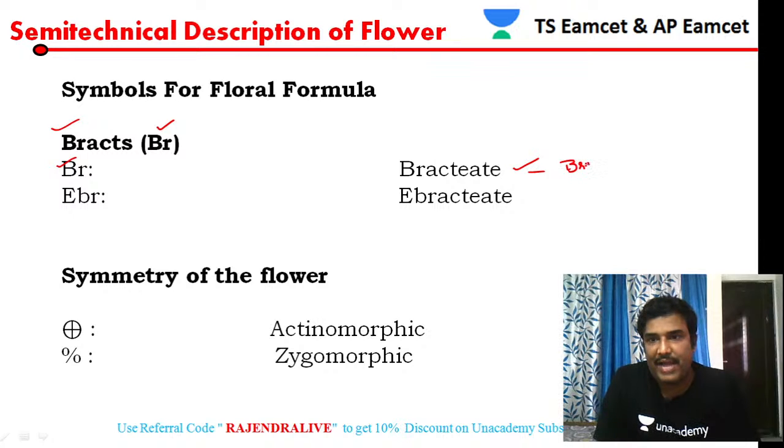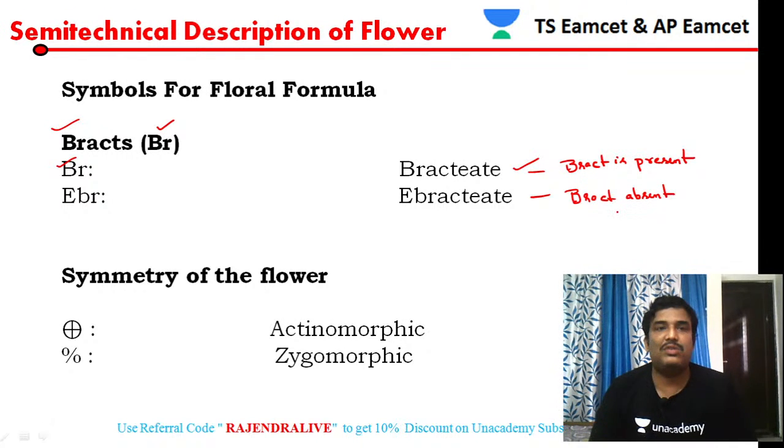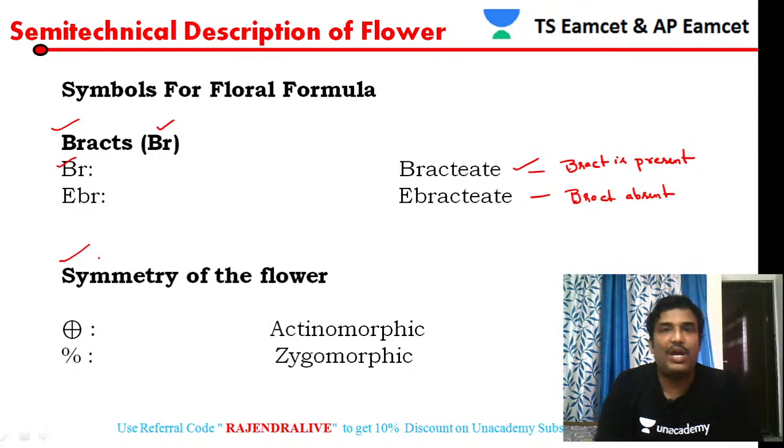So in a flower, if the flower possesses bract, then such a condition is called bracteate. In the condition where bract is absent, such a condition is called ebracteate. So when bract is absent in the particular flower, such a condition is called ebracteate. Then similarly, you see the next one, symmetry of the flowers.